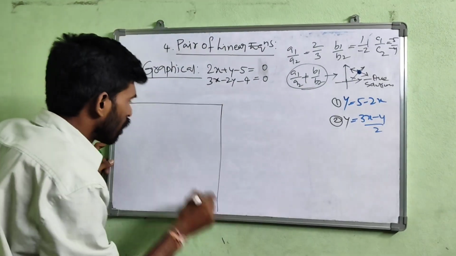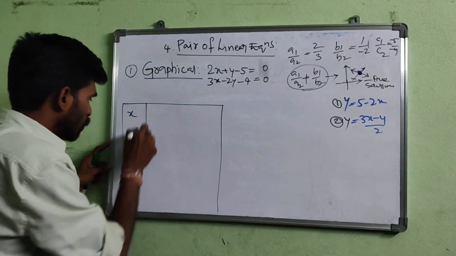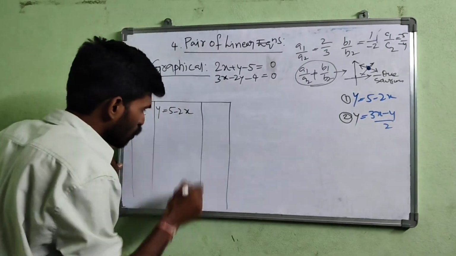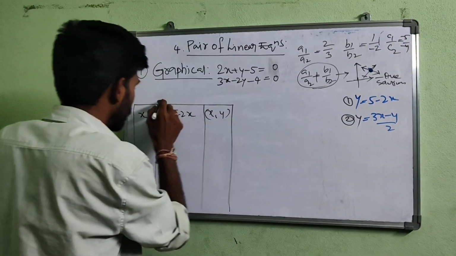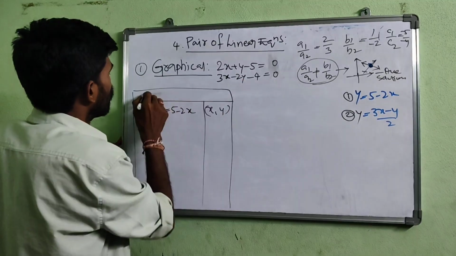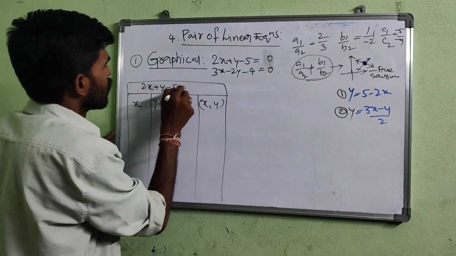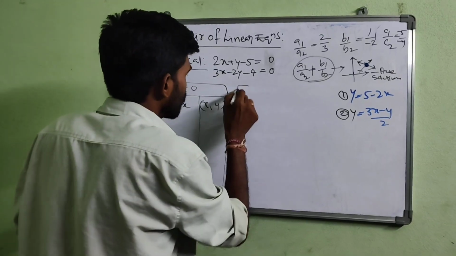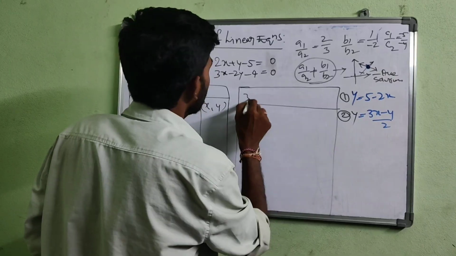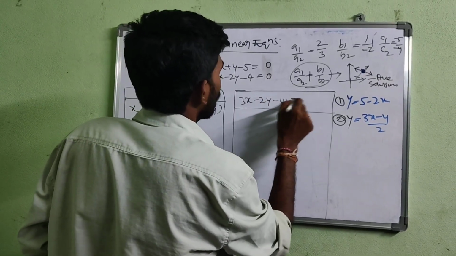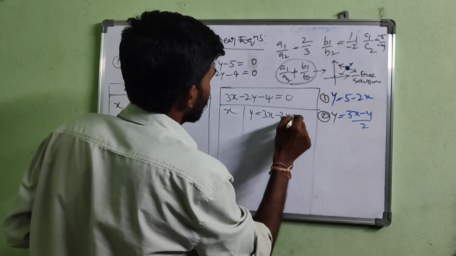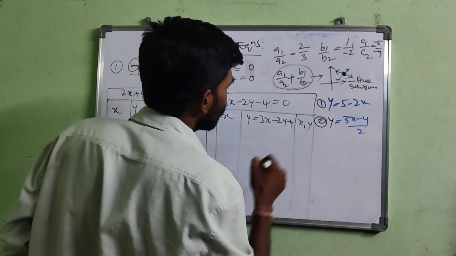Now take one box for the x value. What is y? y is 5 minus 2x. If we substitute, we can get x comma y. The equation here is 2x plus y minus 5 equal to 0. Next, the second equation is 3x minus 2y minus 4 equal to 0. Here we have x and y, so what is x comma y?